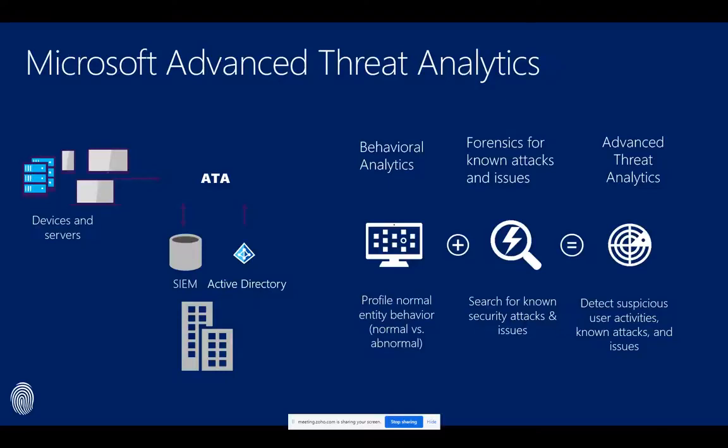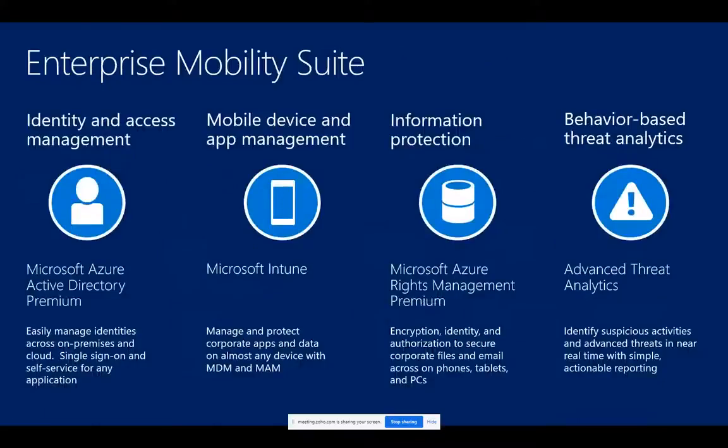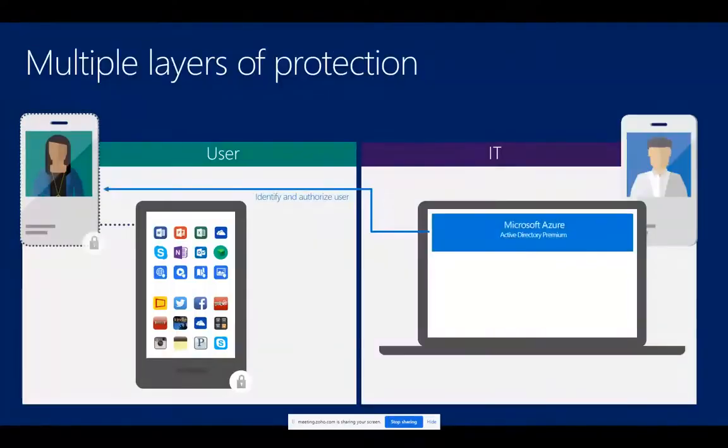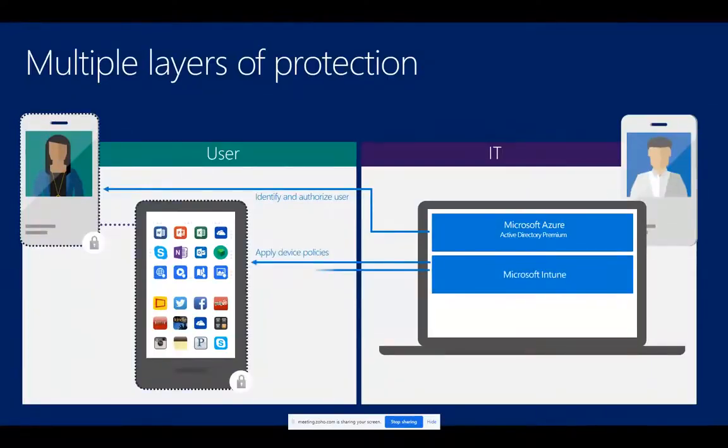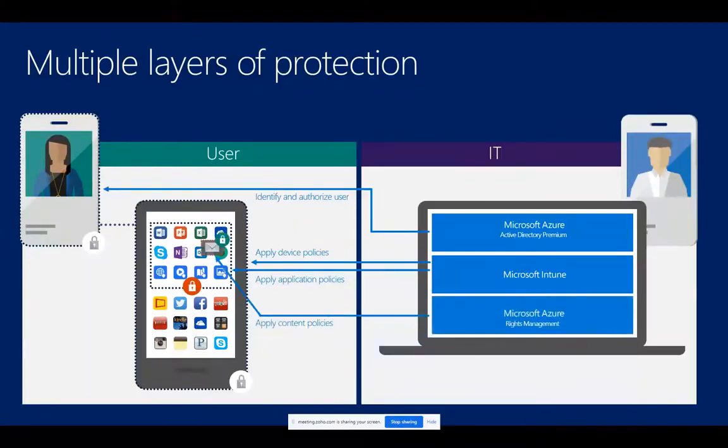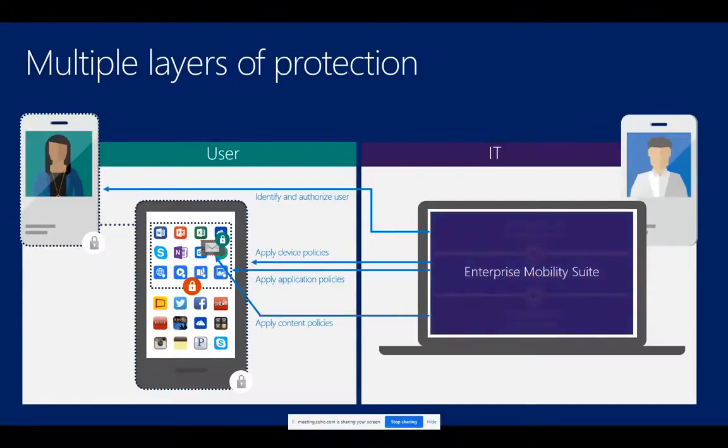Great. Let's proceed. So all in all, enterprise mobility and security is about identity, mobile device and application management, information protection, and behavior or threat-based analysis that can be done in your environment. When all of this is brought together, your Intune, your Azure Active Directory Premium, and your application and device-based security, they all make it enterprise mobility and security as a complete solution.